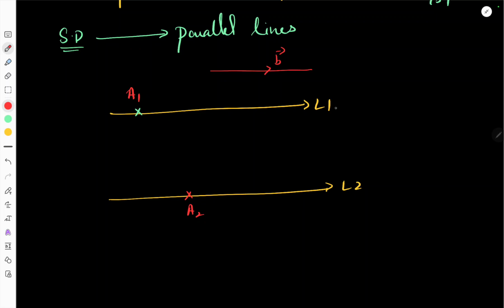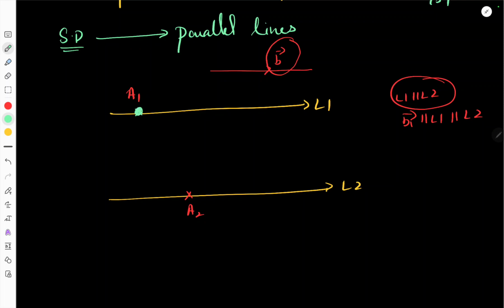See here, since line 1 is parallel to line 2, the parallel vector, this B vector, is common for both line 1 as well as line 2. Now we have to find the shortest distance. So to find the shortest distance, what we have to do here is just take one point.